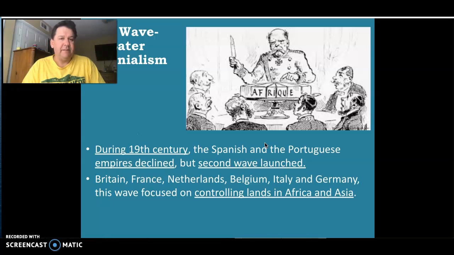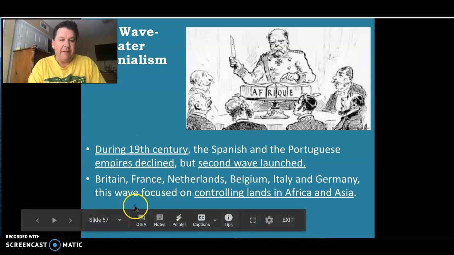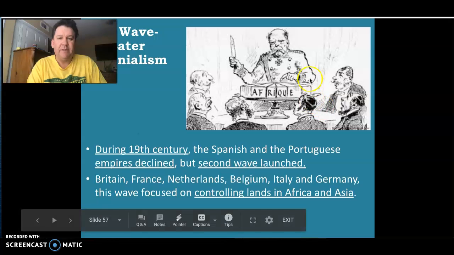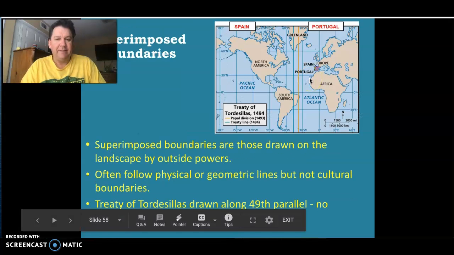After the first wave, that takes us to the second wave, into the 1800s, I should say. And you'll notice the players there change on my screen. So now we have Britain, France, and the Dutch, but now Belgium and Italy and Germany all enter the picture. And this is a prelude to World War I, if you've not figured this out. They want to control the lands of Africa and Asia. As you can see here, they're dividing it up like a nice little cake.